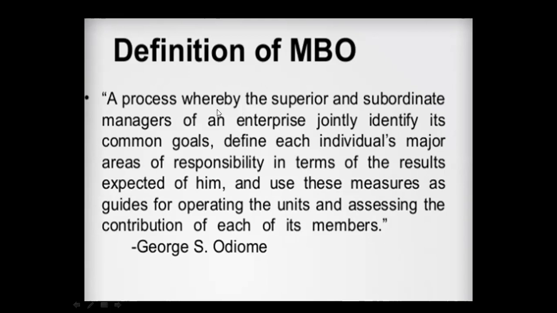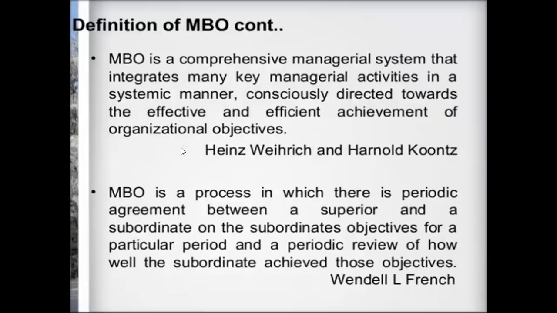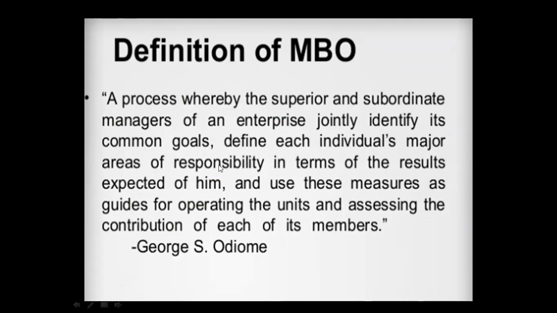So what we said here is that it is a process whereby the superior as well as the subordinate managers jointly identify the goals, define responsibilities and what they expect, and using these measures they operate the units and assess the contribution of each of its members. In this definition, superior as well as subordinate managers are involved jointly in setting the goals, and they work accordingly to achieve them. That is management by objectives according to Georges Odion.